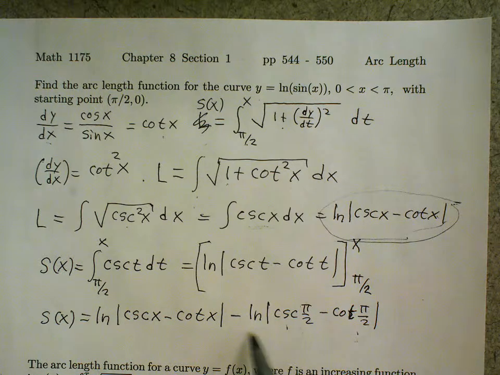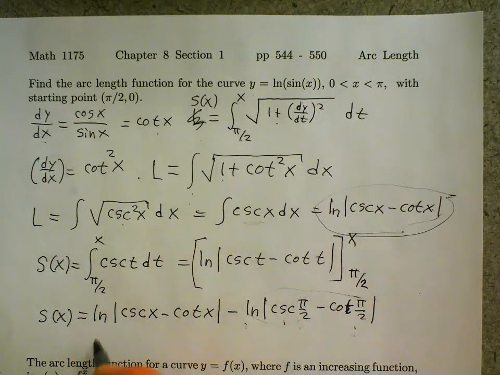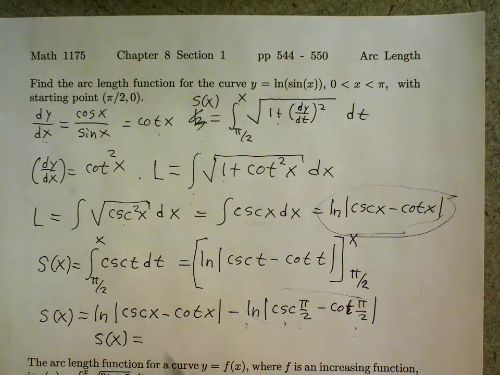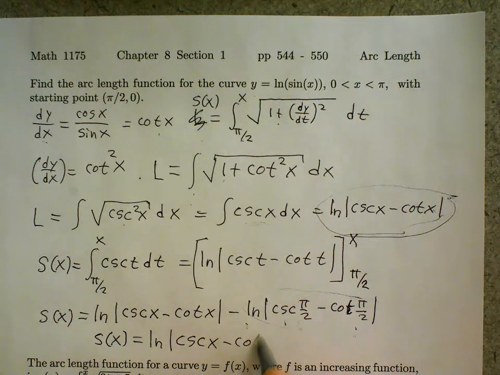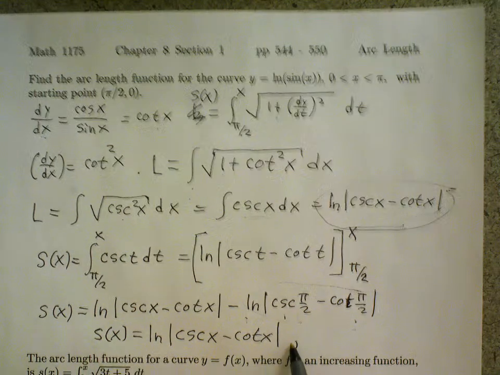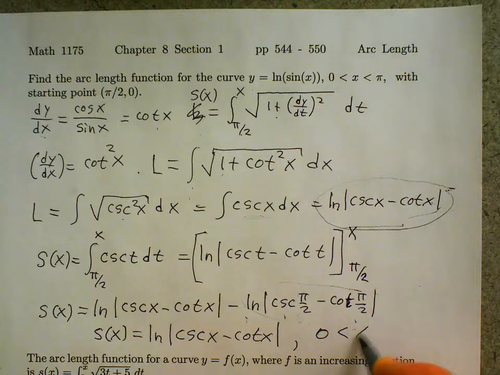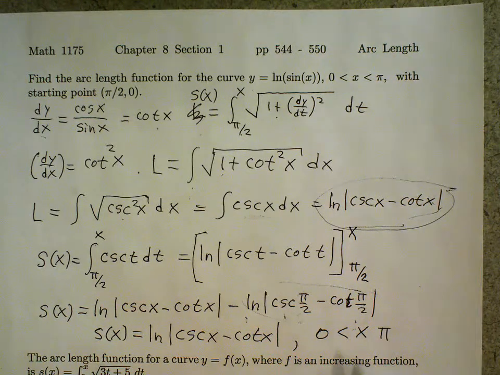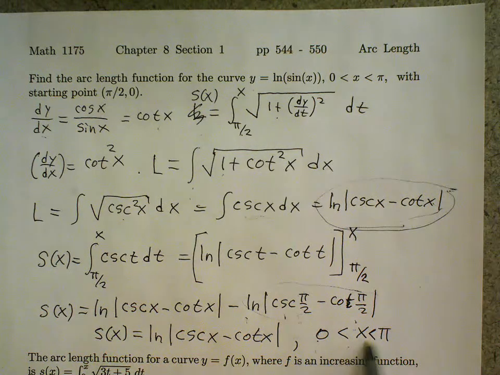So this natural log over here on the right is the natural log of 1, but the natural log of 1 is 0. So the only survivor for the arc length function s of x is the natural log of the absolute value of cosecant of x minus cotangent of x. And this is defined only for x values that are between 0 and pi, but excluding the endpoints. Oops, 0 less than x, which is less than pi.